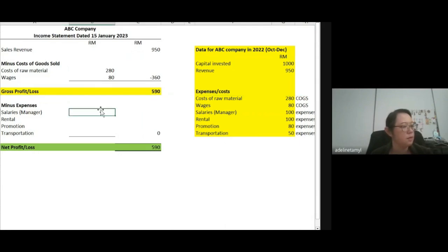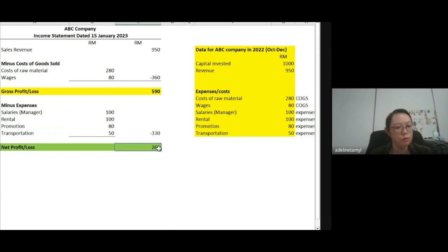While for the expenses, same thing, I just copy and paste to save time. I already typed it earlier. Otherwise, I have to type it one by one, and it would waste time so that we cannot finish on time. So these are the expenses, which I copied through here. It's 330 ringgit for all the expenses. After I deduct the cost of goods sold and expenses, I get 260 ringgit.